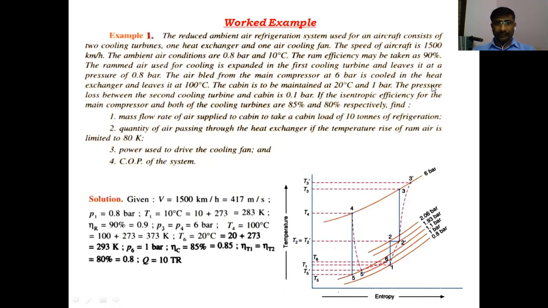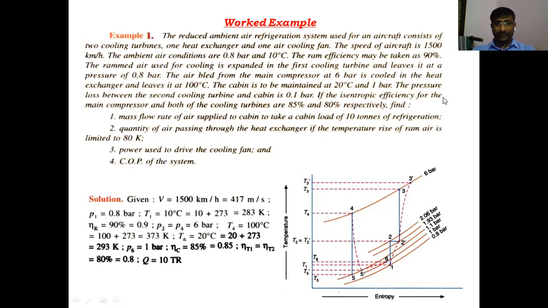The pressure loss between the second cooling turbine and the cabin is 0.1 bar. The second cooling turbine means this is the expansion process in the second cooling turbine. The pressure after it is not sent directly into the cabin; the cabin pressure is somewhat reduced to 1 bar. After expansion, the pressure is 1.1 bar, and the 0.1 bar pressure loss takes place while passing through to the cabin, so the pressure of the cabin is maintained at 1 bar. So 1.1 minus 0.1 gives the cabin pressure of 1 bar.